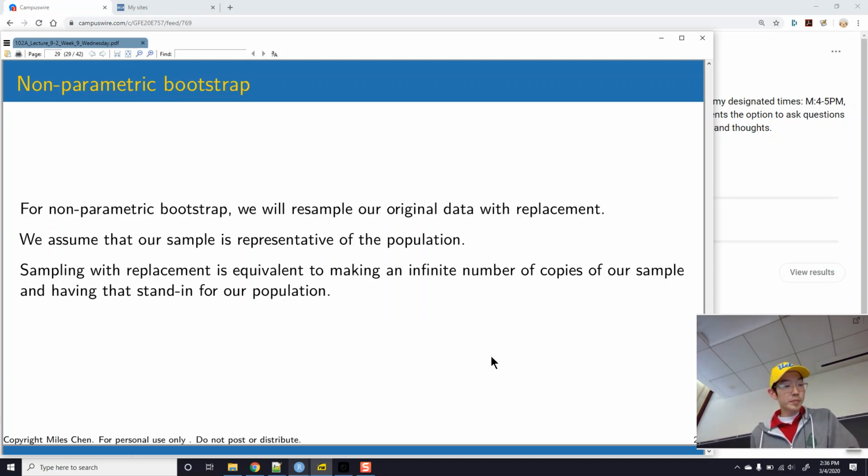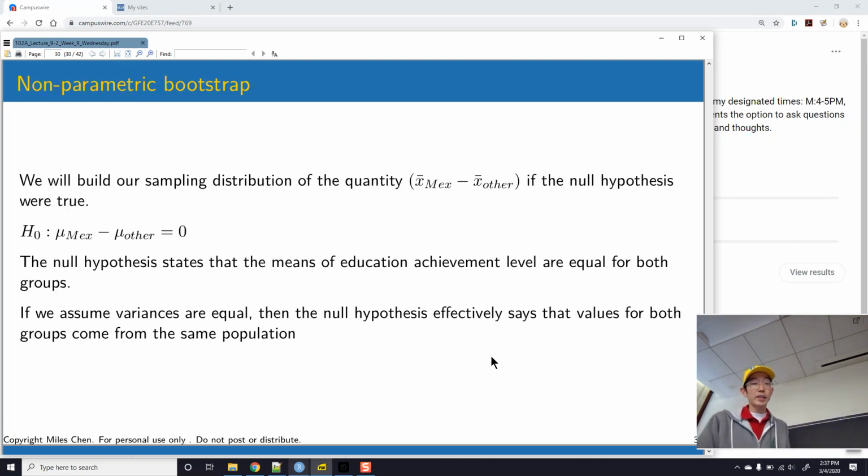Okay, this is how we would do non-parametric bootstrap, right? For non-parametric bootstrap, what we're going to do is resample our original data with replacement, right? Basically that is assuming that our sample is representative of the population, and sampling with replacement is equivalent to making an infinite number of copies of our sample and calling that our population. All right, and we'll build our sampling distribution for the quantity x bar for immigrants from Mexico minus x bar for immigrants from other countries.